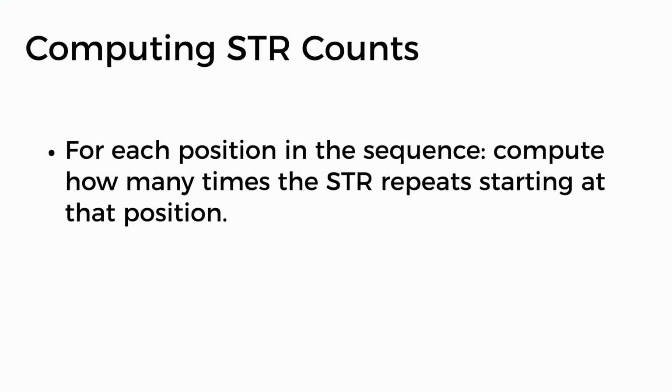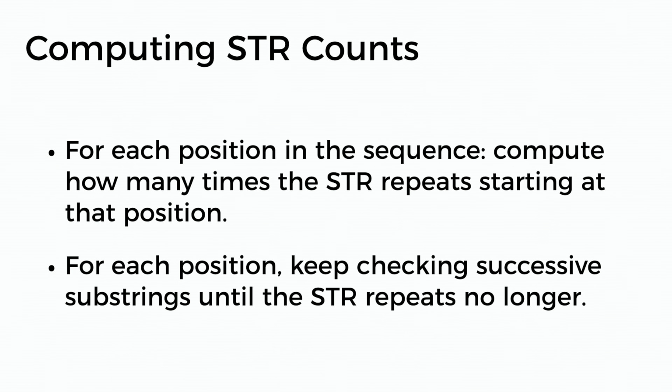So, what does this actually mean algorithmically? Well, it means for each position in the DNA sequence, you'll want to compute how many times the STR repeats starting at that position. How do you do that? Well, for every position, you can keep checking successive substrings. First checking to see whether the STR matches once, then to see if it matches twice, then 3 times, so on and so forth, until it doesn't repeat anymore.